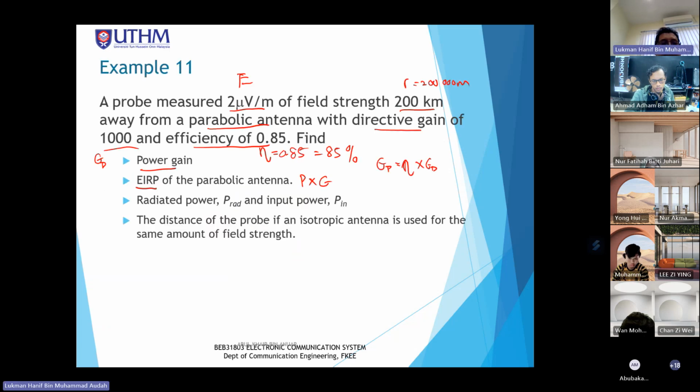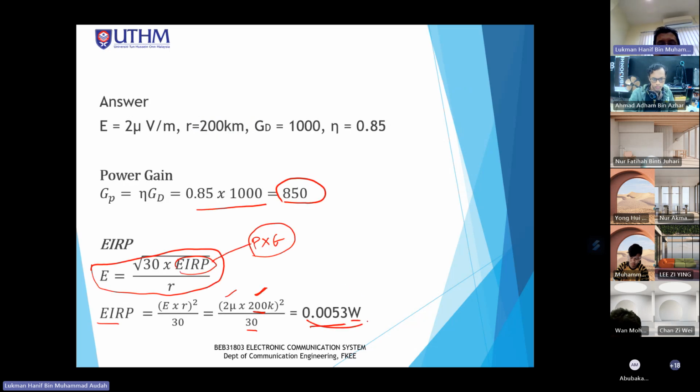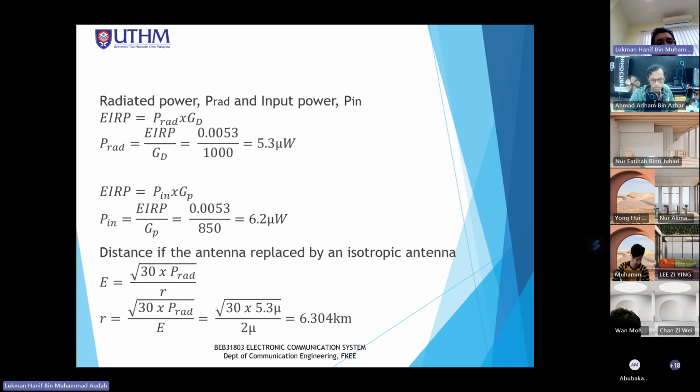Then the question asks you to find the P radiation. Once we know the EIRP, we can find the P radiation and also the P input. We just need to divide the EIRP by the directivity gain to get the power. So 0.0053 divided by 1000, and we're going to get 5.3 microwatt.